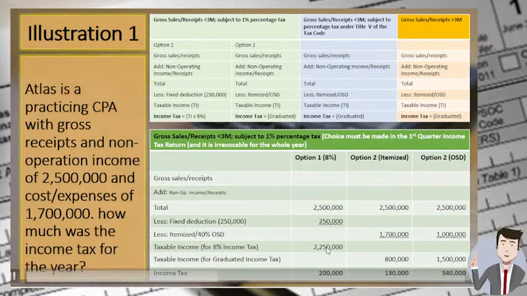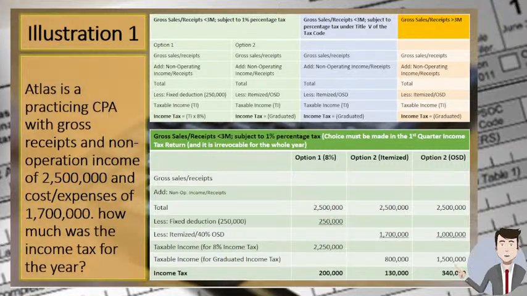So multiply 2,250,000 with the 8% income tax rate. That gives us how much? Sorry, 180. 180,000 only, guys. So let me correct first my PowerPoint.